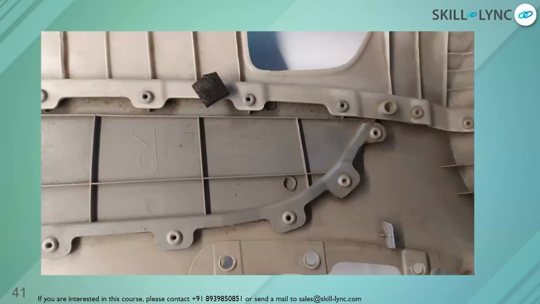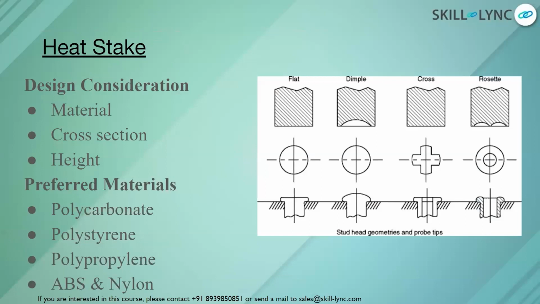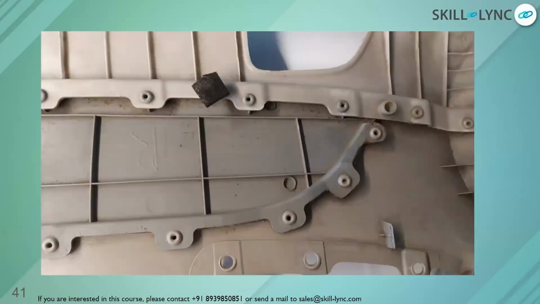So you can see the last operation of heat stake. The rosette type of heat stake is what you can see here. So it's a finalized product. This is going to be an aesthetic part available on your side door panel, and you can see how it is actually joined with other plastic components. You can see the color variations also, wherein you understand the different plastics accordingly.